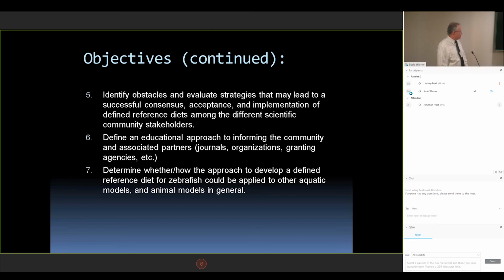We need to define an educational approach to informing the community and all of our associated partners. We have to educate ourselves on how we need to proceed. And finally, determine whether the approach to develop a defined reference diet could be applied to other aquatic models or animal models in general.